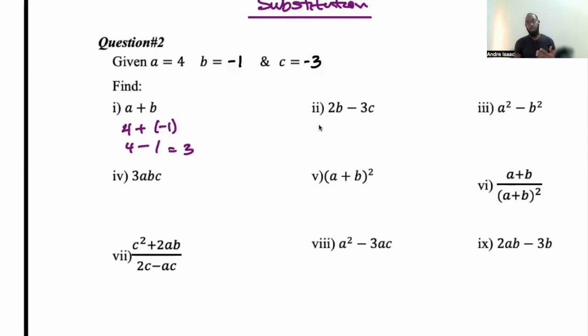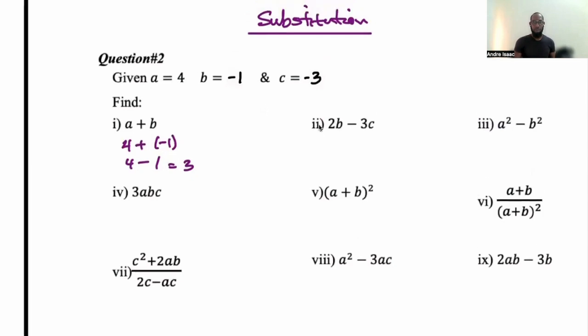Part 2. 2b means 2 times b, so put your brackets. Bracket means multiplication. -3c means -3 times c, so put your brackets. All right, so I have 2 by b, which is -1, minus 3 by c, -3. So I have -2 plus 9, and that is 7.